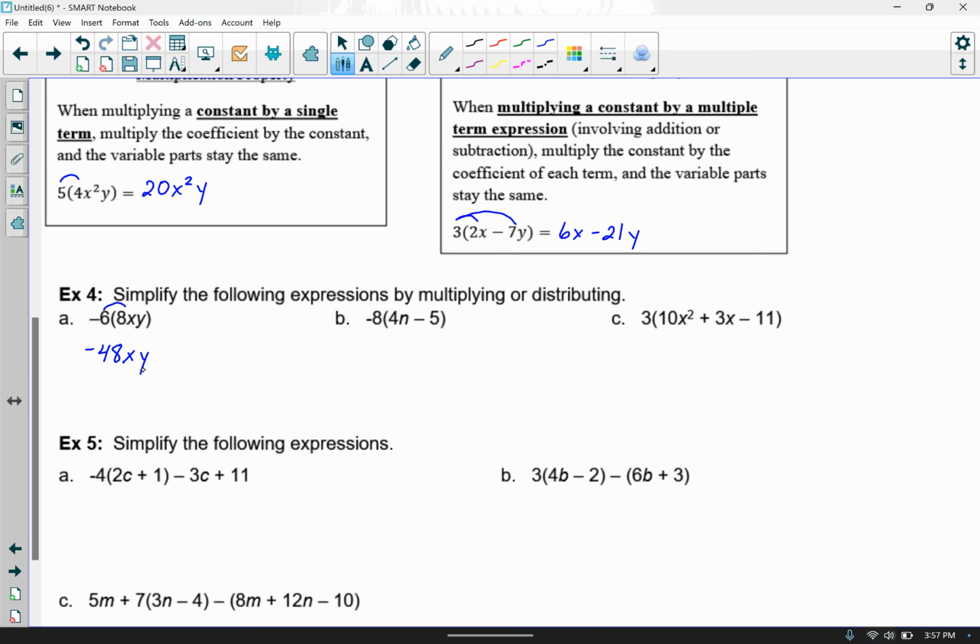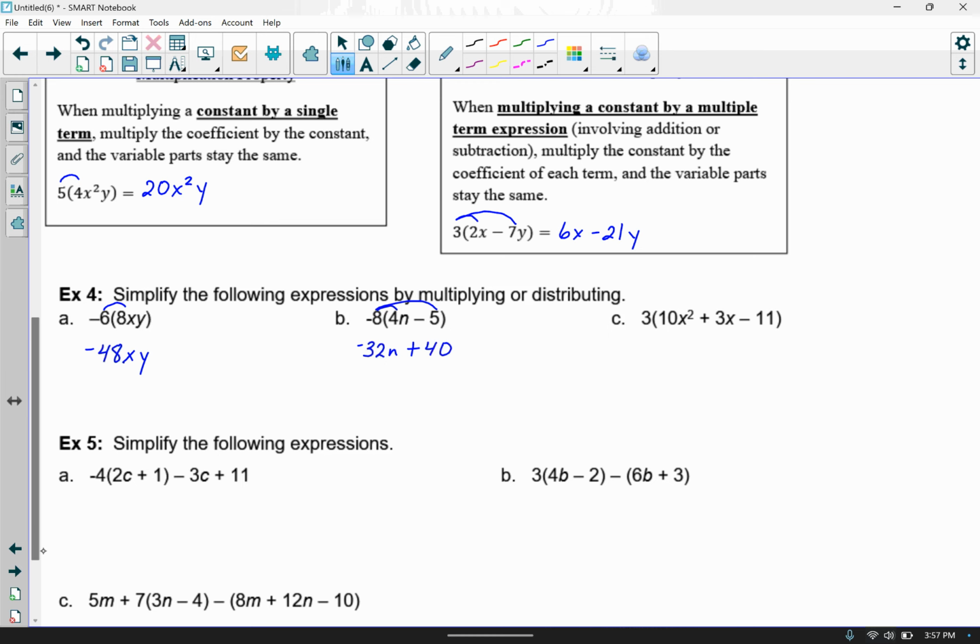Moving over to letter B, take this -8 and distribute it, okay? Terms are always separated by addition and subtraction signs. So I'm taking -8 times 4n, gives me -32n. -8 times -5, negative times a negative gives me a positive 40. Okay, I'll let you try C.